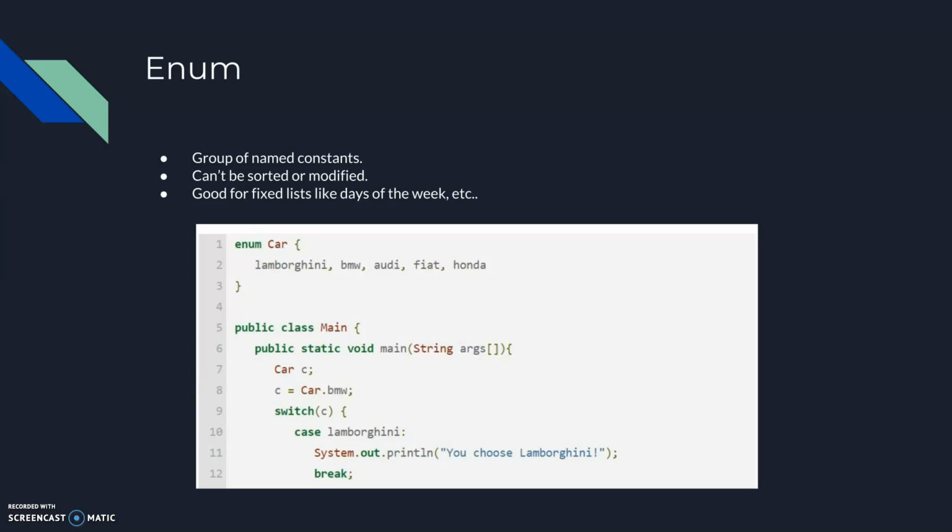Enums we also did not use, but this is for a group of named constants. So for the example here, I got this from Stack Overflow. They made an enum for a car, and in it they specify Lamborghini, BMW, Audi, Fiat, and Honda. This is pretty much fixed. This is what the enum is going to be. It's not going to be sorted or modified. And this is something that's really good, like this list of cars that's not going to change. You can use it for days of the week, for months of the year, for holidays, things like that.